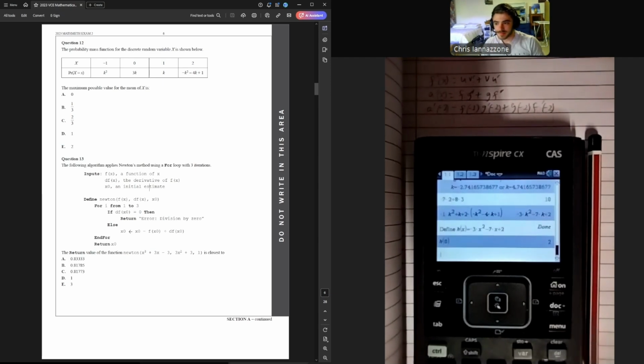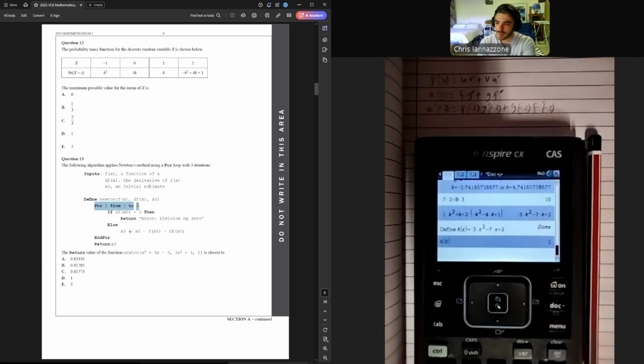Alrighty, question 13. We're starting to look at pseudocode now. So the good news here about pseudocode is that a lot of the time, you don't even really have to read too hard into it. For example, if you just read the define statement here, it says Newton. So as long as you know what Newton's method is, you already know kind of what that algorithm does, right? You don't have to think too hard at all about that.